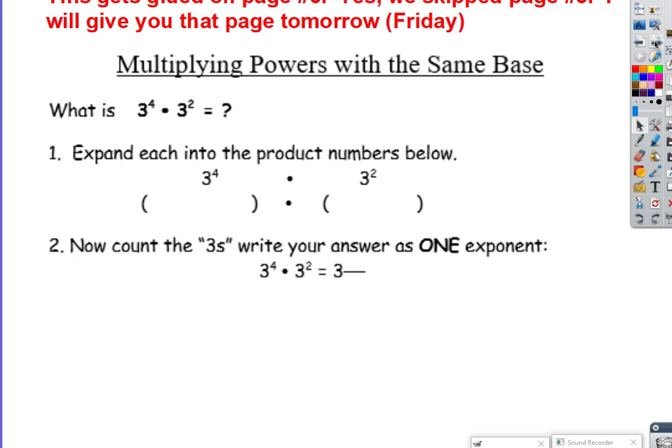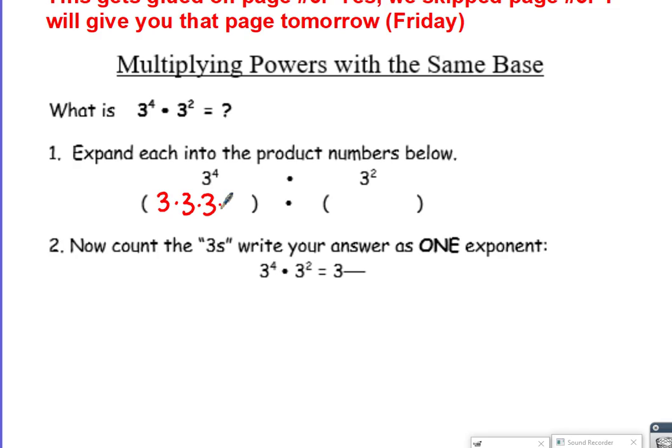So we're going to multiply powers with the same base. What is 3 to the 4th times 3 squared? So remember from yesterday when we expanded each into the product of numbers below. So 3 to the 4th we wrote 3 times 3 times 3 times 3. And 3 squared is 3 times 3.